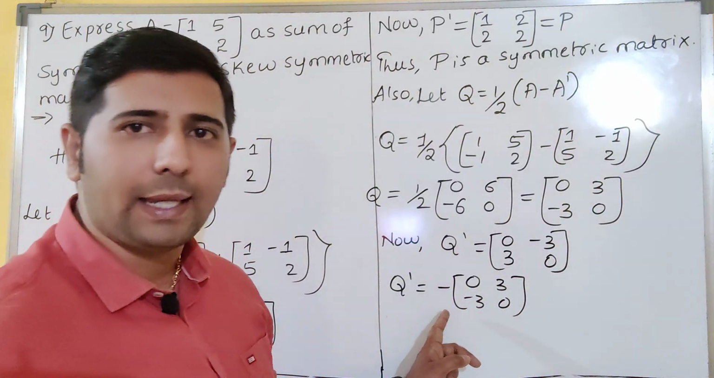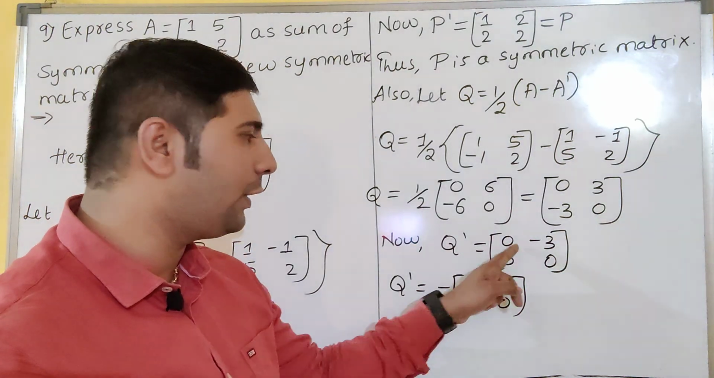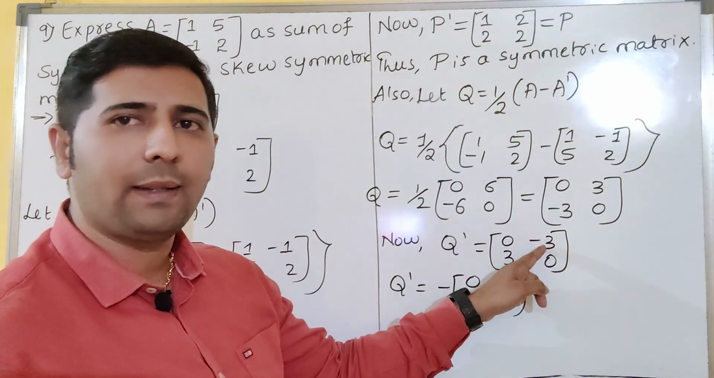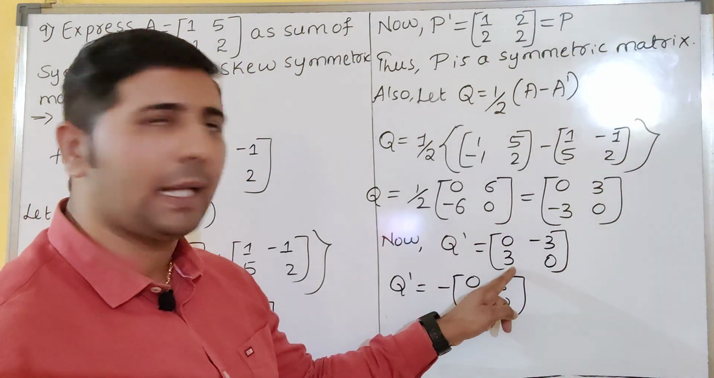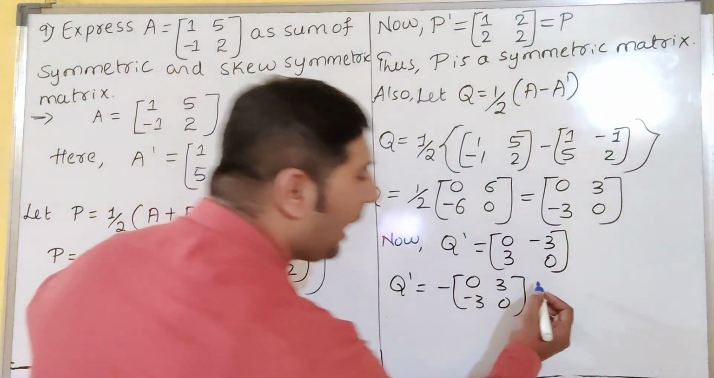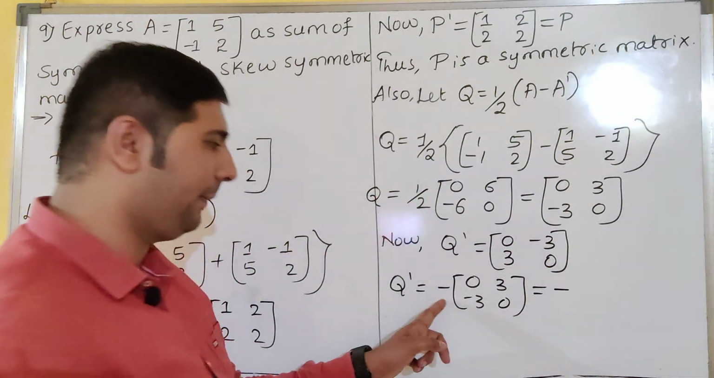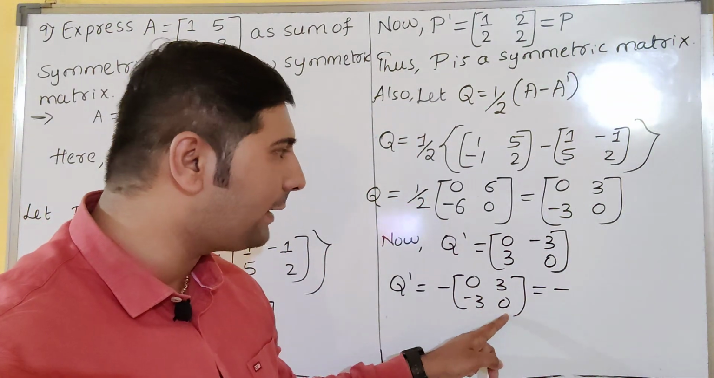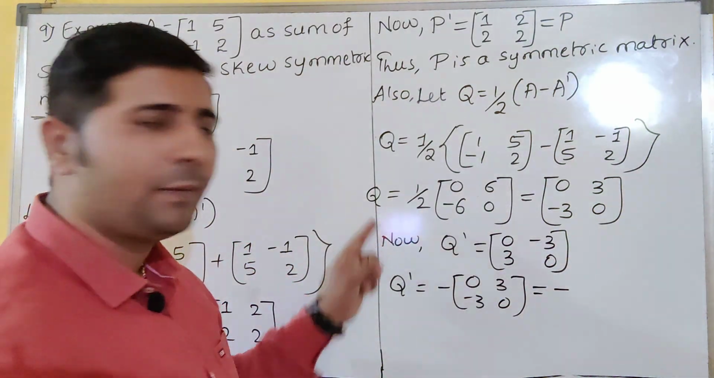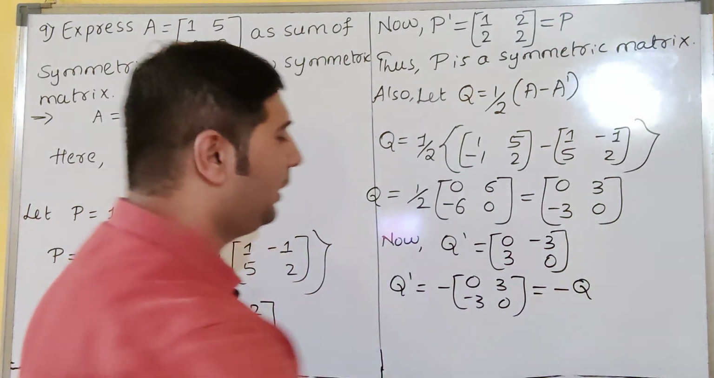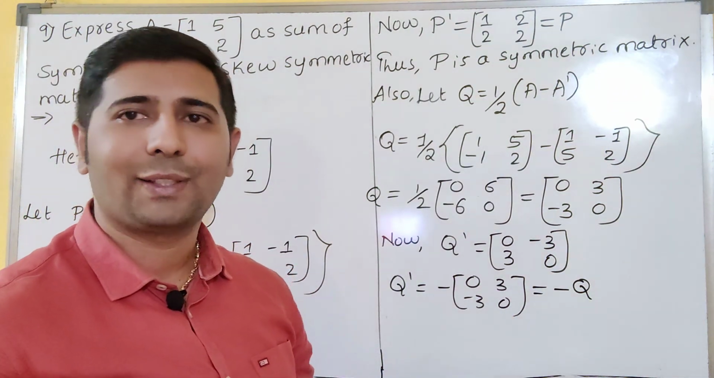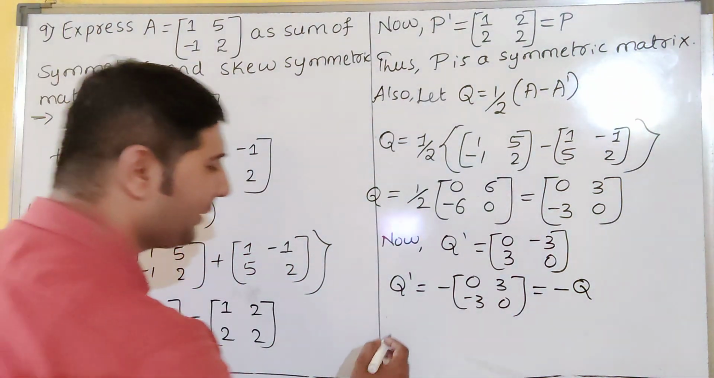See how I am taking minus, I will explain to you. Minus into 0 is 0. Minus into 3 is minus 3. Minus into minus is plus 3. Minus into 0 is 0, dear students. And now I will write this minus as this. And 0, 3, minus 3, 0 is what? Q. So that's why you can write it as Q. Q transpose is equal to minus Q means what? Q is a skew symmetric matrix, dear students.